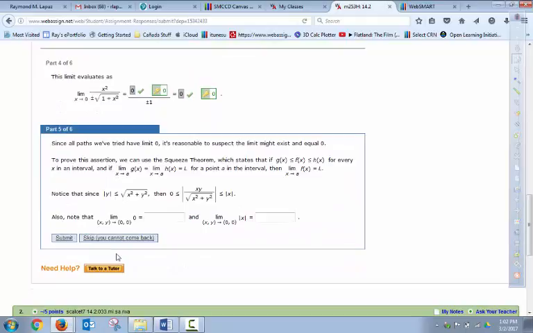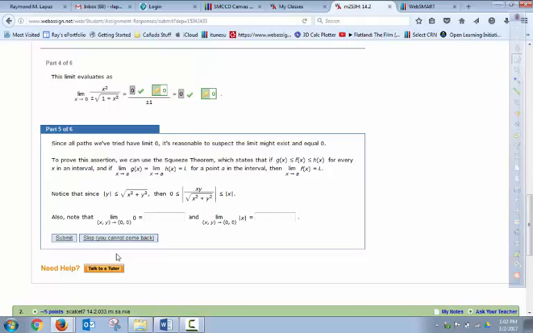Since all the paths that we've tried now, they've only tried 3 paths. Well, technically 6, but they've only tried a handful of paths. Realistically, there's an infinite number of ways to get to 0. And realistically, to prove that the limit does exist, we would have to try every single one of those infinite number of ways, which, you know, doesn't work because we don't have an infinite amount of time.